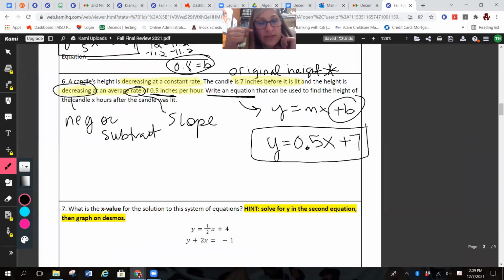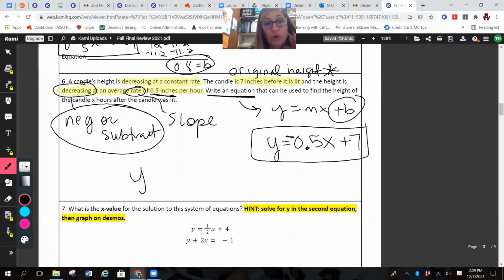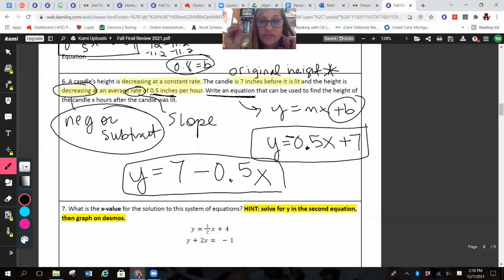But did I talk about that it was decreasing? No, I didn't. I need to put a negative in front of my 0.5x. So you could have written it that you bought your candle that was 7 inches tall, and it's being lit and melting at a rate of a negative 0.5 inches per hour. As long as your 7 is a positive number and your 0.5 is a negative number, you have the correct answer.